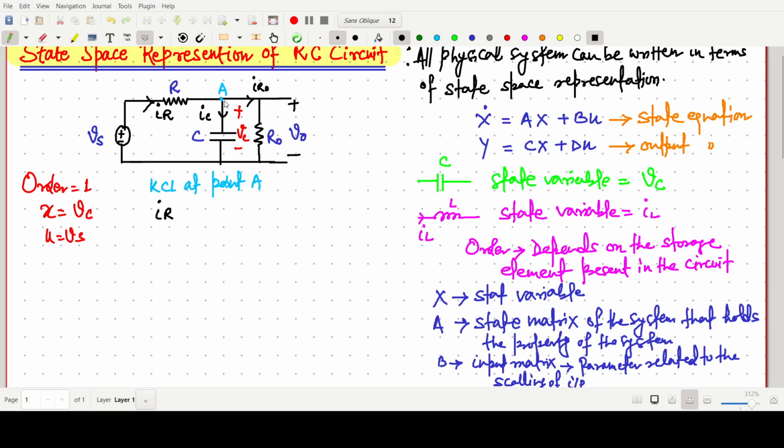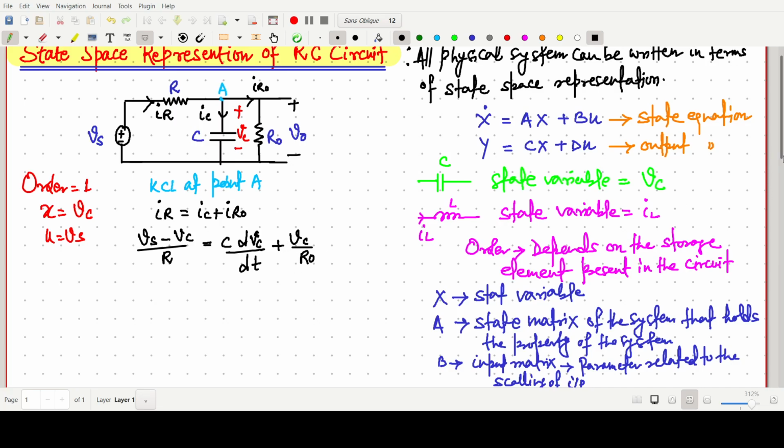KCL: the total incoming current at this point, IR, equals IC plus IR naught. Now IR can be written as Vs minus Vc by R, equals IC. The current IC equals C dVc by dt, plus IR naught. IR naught we can write as Vc by R naught. We can also write V naught by R naught, but here I am writing Vc by R naught.